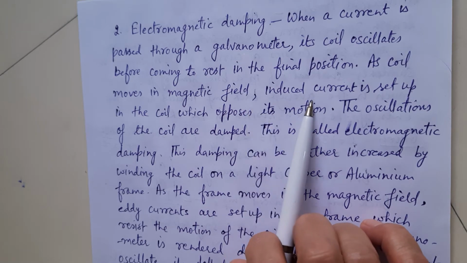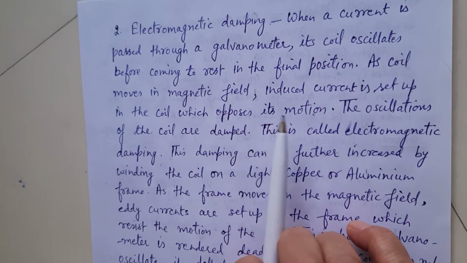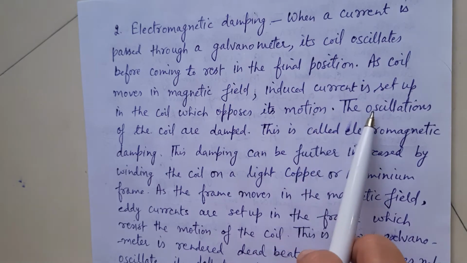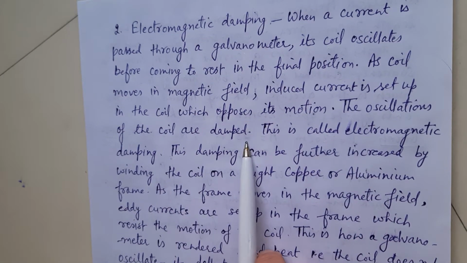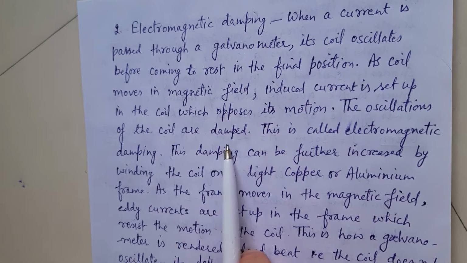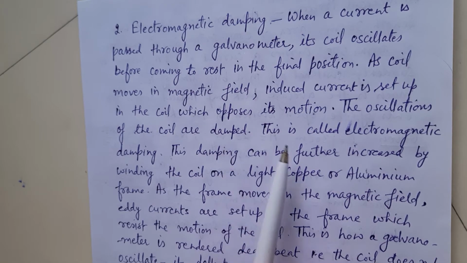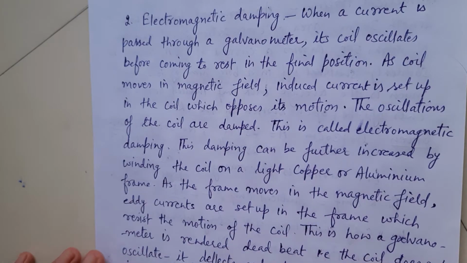So, induced current is set up in the coil which opposes its motion. The oscillations of the coil are damped. Damped means it is less in amplitude, it comes to rest. This is called electromagnetic damping.